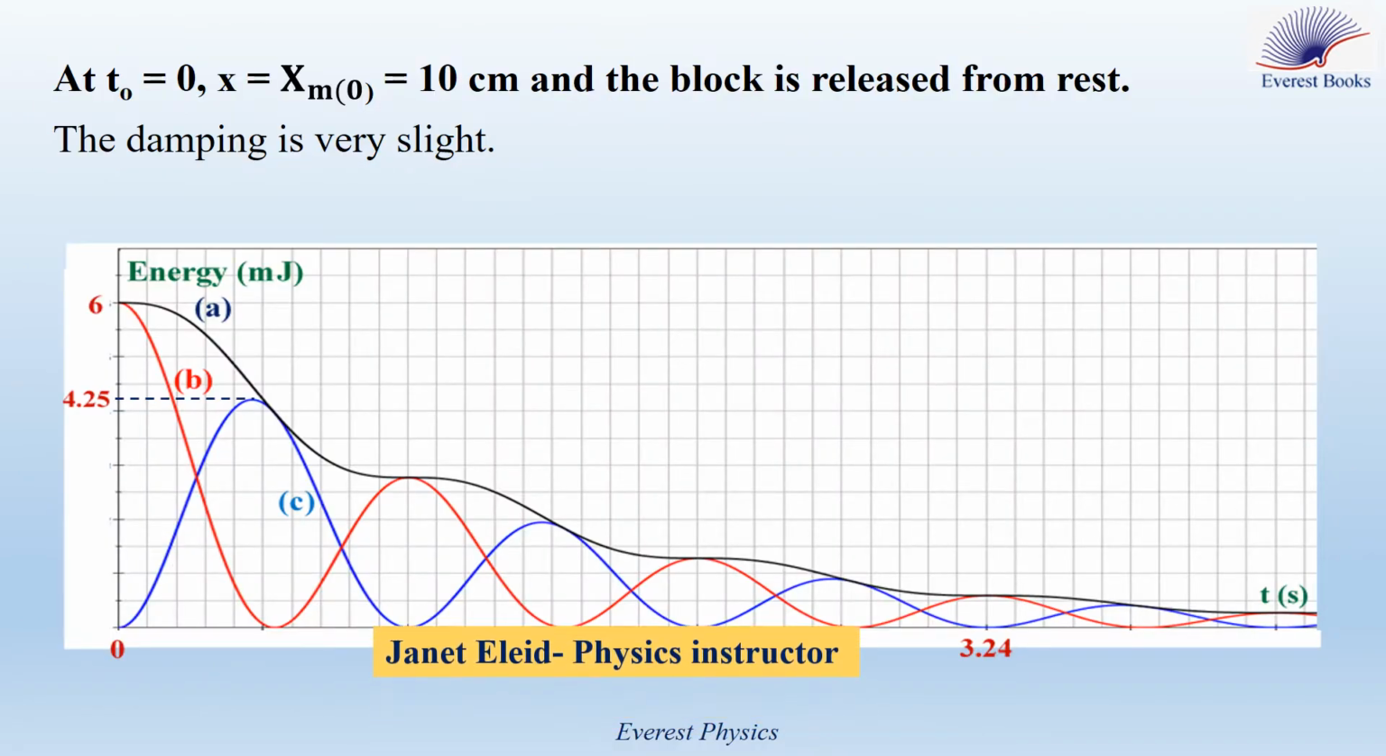Consider a horizontal elastic pendulum S. These curves represent the kinetic energy, the elastic potential energy, and the mechanical energy of the S-Earth system as functions of time. At t0 equals 0, x is equal to xm0, which is equal to 10 centimeters, and the block is released from rest. The damping is very slight.